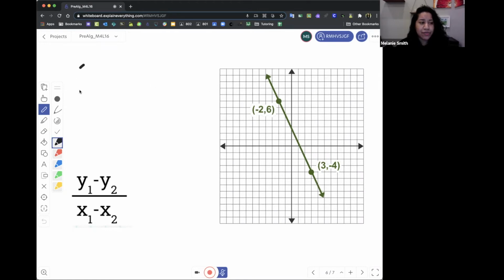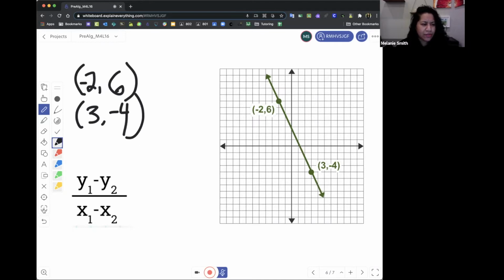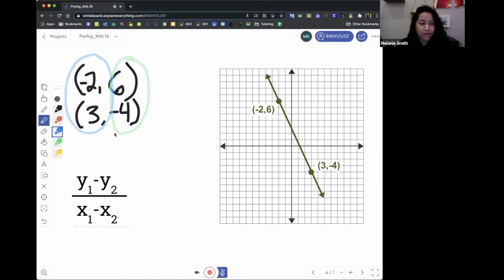So again, I like to rewrite my coordinates, -2, 6, and I just rewrite them so that they're one on top of each other. 3, -4. That's a weird looking 4. Yes, I'm going to fix it. And then I like to, again, circle what I'm going to be subtracting. I circle the y values, and then I circle the x values because I'm subtracting the y values over the x values. How far up or down?